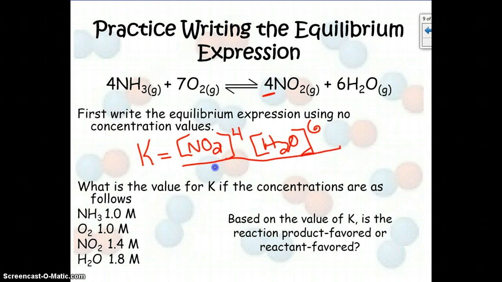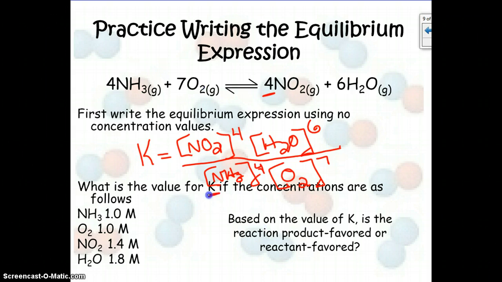And then over our reactants are NH3, and that's raised to the 4th. And then you have O2, and that's raised to the 7th. So that is the actual equilibrium expression for this reaction.